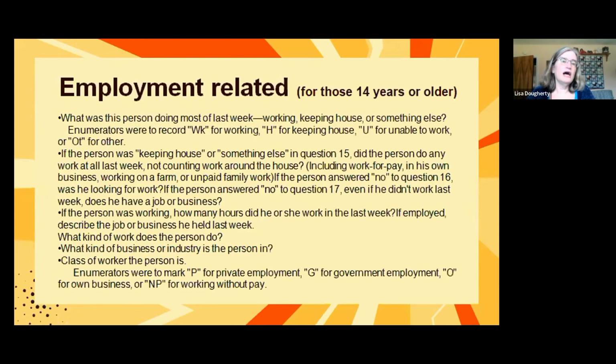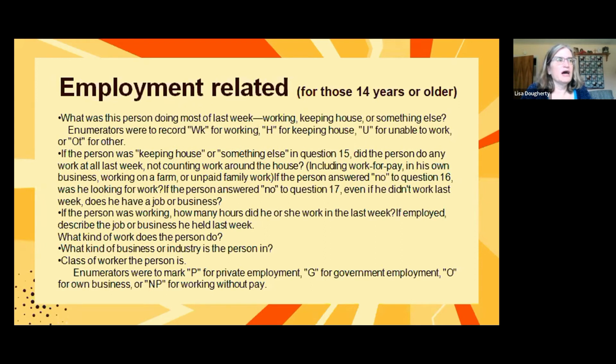So then there are lots of questions that are employment related. And each person who was 14 years old or older had to answer these questions about employment. So there's interesting things like, what was this person doing most of last week? Were they working? Were they keeping house? Were they doing something else? So there's a lot of questions about the work that a person does, about the number of hours of work that a person is engaging in, and what the type of work is that the person is doing.